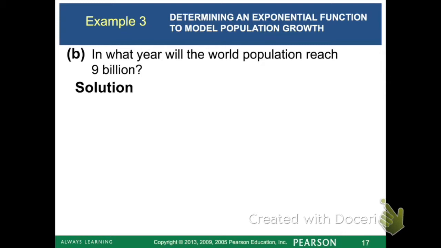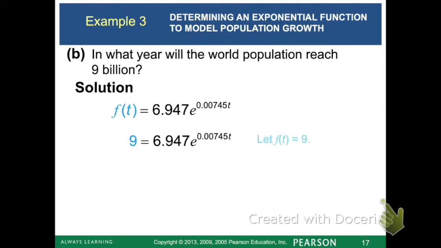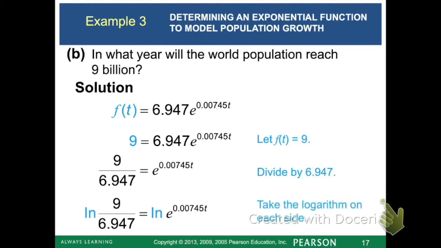Part B, in what year will the world population reach 9 billion? So again, we're going to use this formula. And this time we're going to take 9 billion and plug it in for our y, or in this case, f of t. Start by dividing over the 6.947. And then since we have a base e on the right side, we're going to take natural log of both sides so that the natural log and the base e will cancel out on the right.